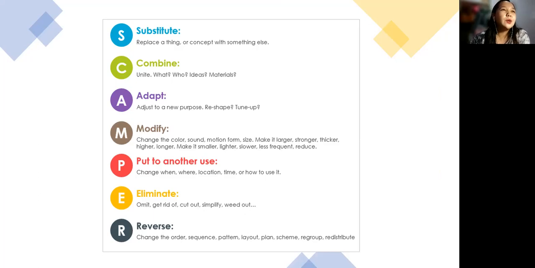Okay. So, next is put to another use. Change when, where, location, time, or how to use it. So, ito naman is you should think of ways you could generate a high number of opportunities for your product or service beyond what is traditionally used for. Okay, so example natin dito is yung baking soda daw. Usually, ginagamit lang baking soda for cooking. Pero ngayon, panglinis na siya.